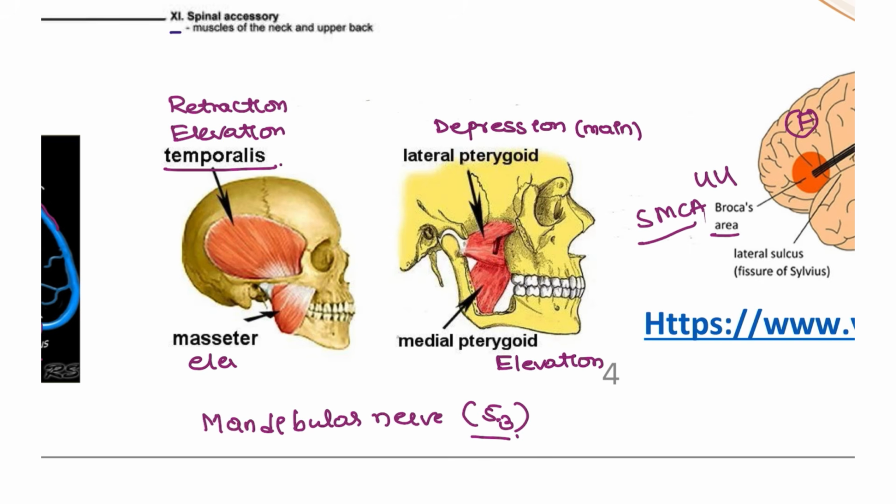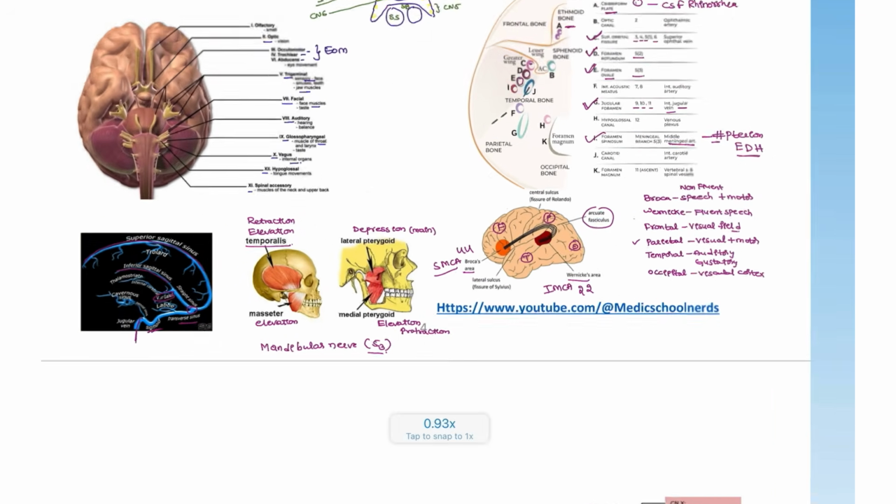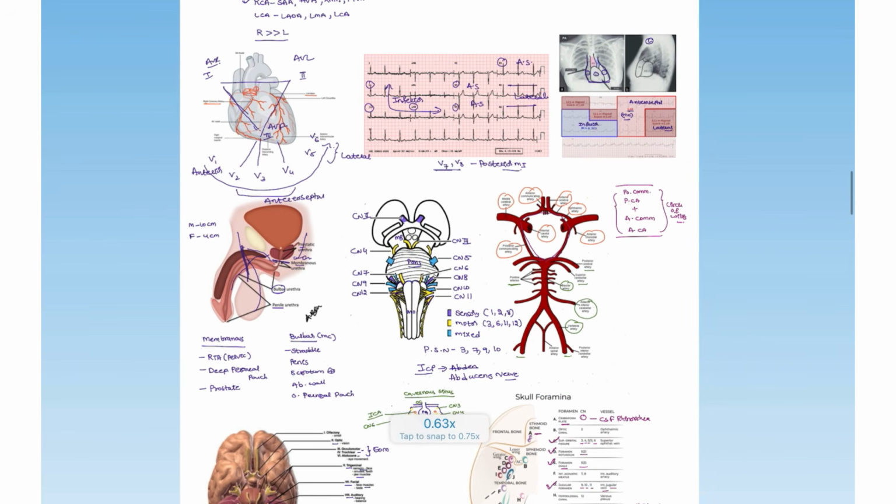Masseter is also important for the elevation. What about the protraction, guys? Protraction is seen by the medial pterygoid. Okay, these are the importance of the muscles and the functions of the mastication muscles. So these are some of the important topics that I have covered.